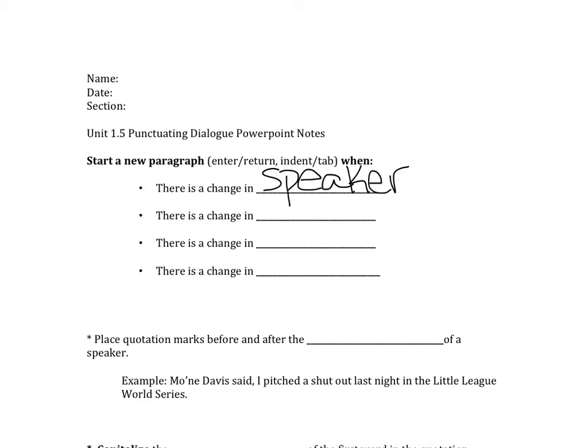You also start a new paragraph when there's a change in time. Let's say that Nate is your character and you're talking about something he does in the morning, and then you're going to skip a bunch of hours and talk about what he did later that evening. You would go to a new paragraph to show that there's been a time change. You change into a new paragraph when there's a change in place. So if your character Josh is at the playground and then later he is in his room doing his homework, then you're in a new place, so you would go to a new paragraph.